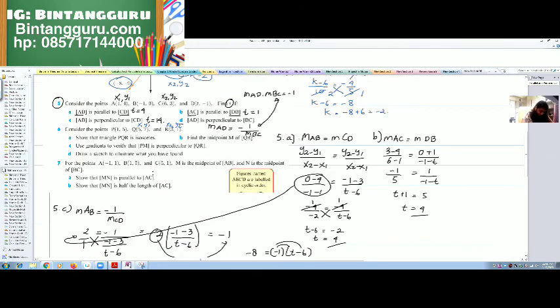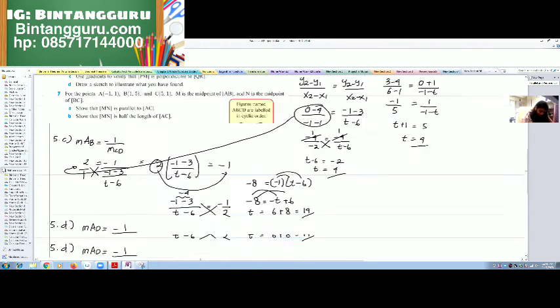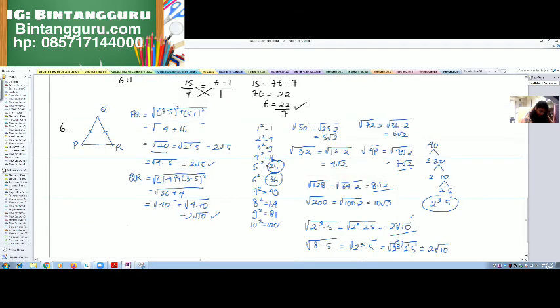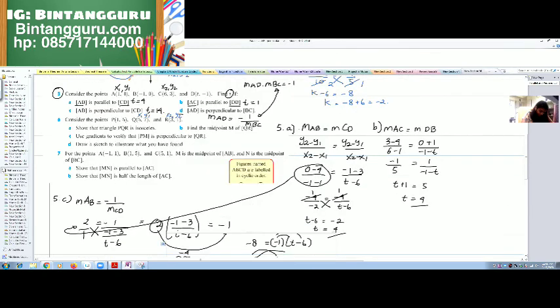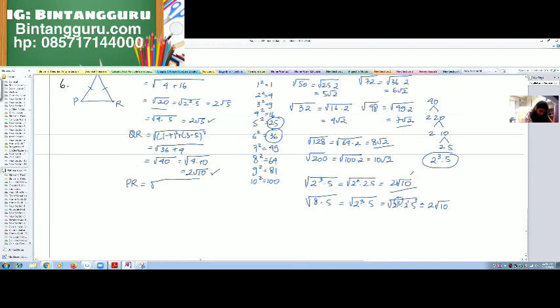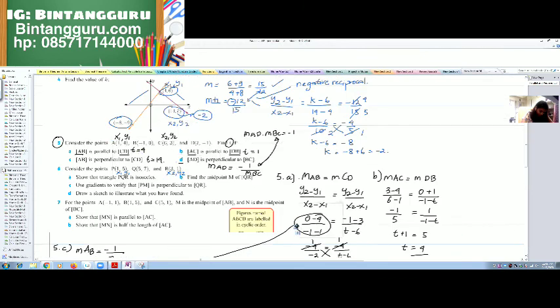So this is PQ and QR. Okay, and we need to find PR. So PR, okay, let's see. So this is X1, Y1, R is X2, Y2. So this will be 1 minus 5 and 3 minus 1. So this is 1 minus 5, squared, plus 3 minus 1, squared.